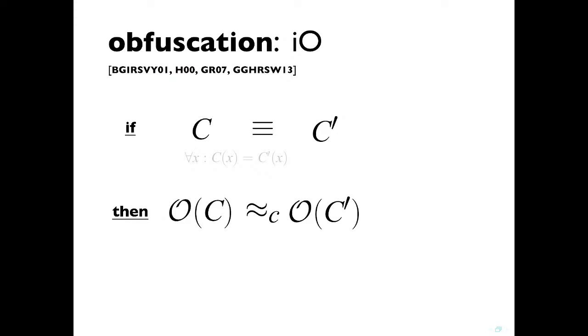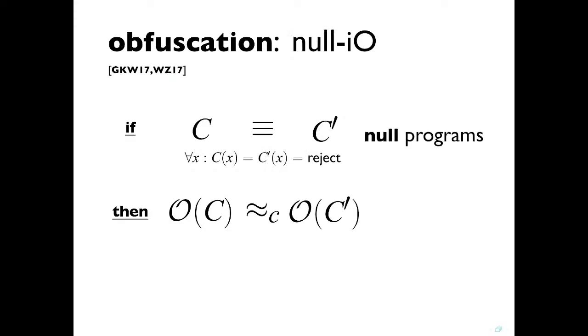In this talk, we'll also be looking at a relaxation of I/O, namely that of null I/O, where the correctness requirement is exactly the same as before. So you can obfuscate any circuits and should preserve functionality, but the security requirement is weaker. Namely, we only require security for null programs. Null programs are programs that output reject on all possible inputs. So for null programs, the obfuscated program should be indistinguishable. And again, correctness should hold for all programs.